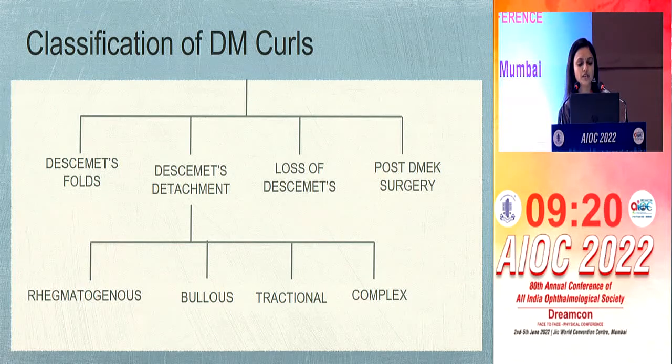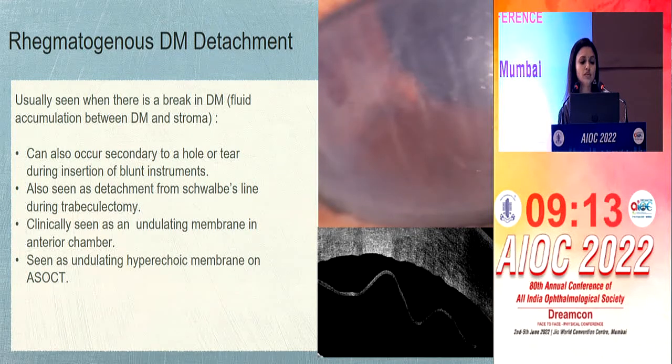And after, you can even have a loss of Descemet's in a post-endothelial keratoplasty surgery. So, rhegmatogenous DM detachment is usually seen when there is a break in DM. There is a fluid accumulation between the DM and the stroma. It can also occur secondary to a hole or a tear during insertion of blunt instruments. It is also seen as a detachment from Schwalbe's line during trabeculectomy.